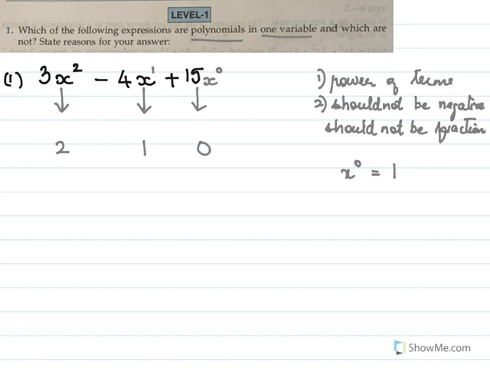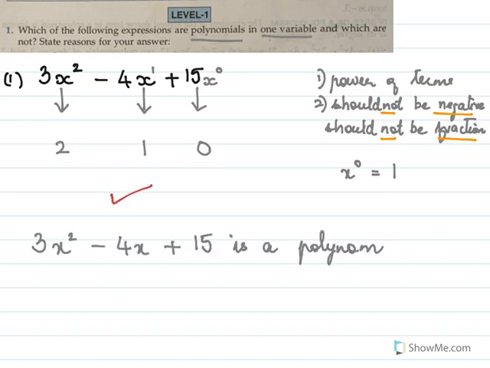Now remember, it should not be negative, should not be a fraction. So 2 is not a fraction, not negative. 1 is not a fraction, not negative. 0 is not a fraction, it's not negative. Therefore, we can say 3x squared minus 4x plus 15 is a polynomial. So this expression is a polynomial.